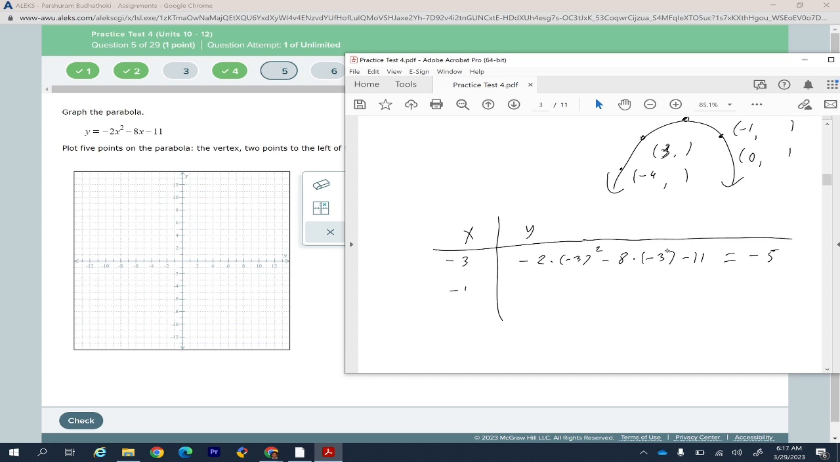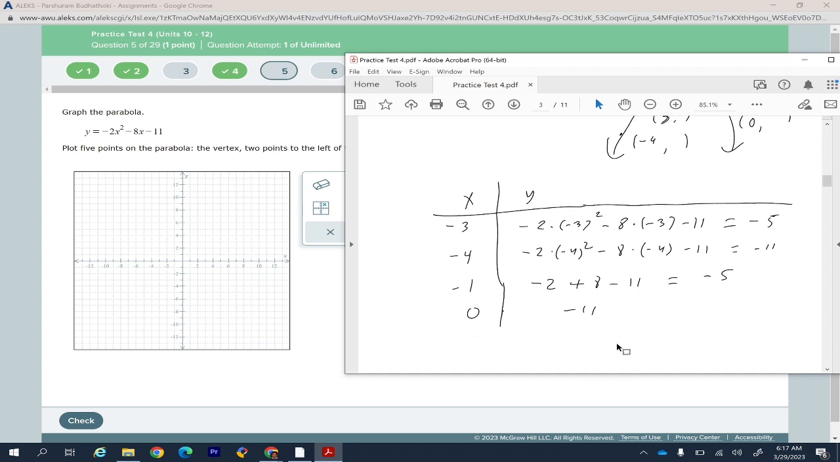Okay, when x is negative 4, the y would be, do this calculation, use your calculator, it would be 32, so that would be negative 11. When x is negative 1, put that value here, it would be negative 2, positive 8, negative 11, so it's negative 5. When x is 0, the y is negative 11. So these are the values I can put.